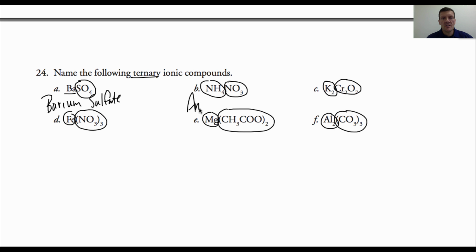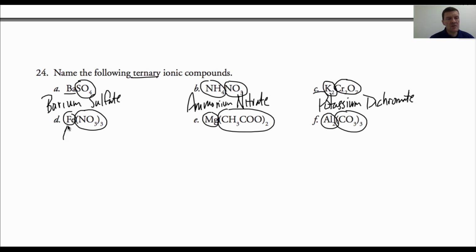Here we have ammonium nitrate. Here we have potassium dichromate.